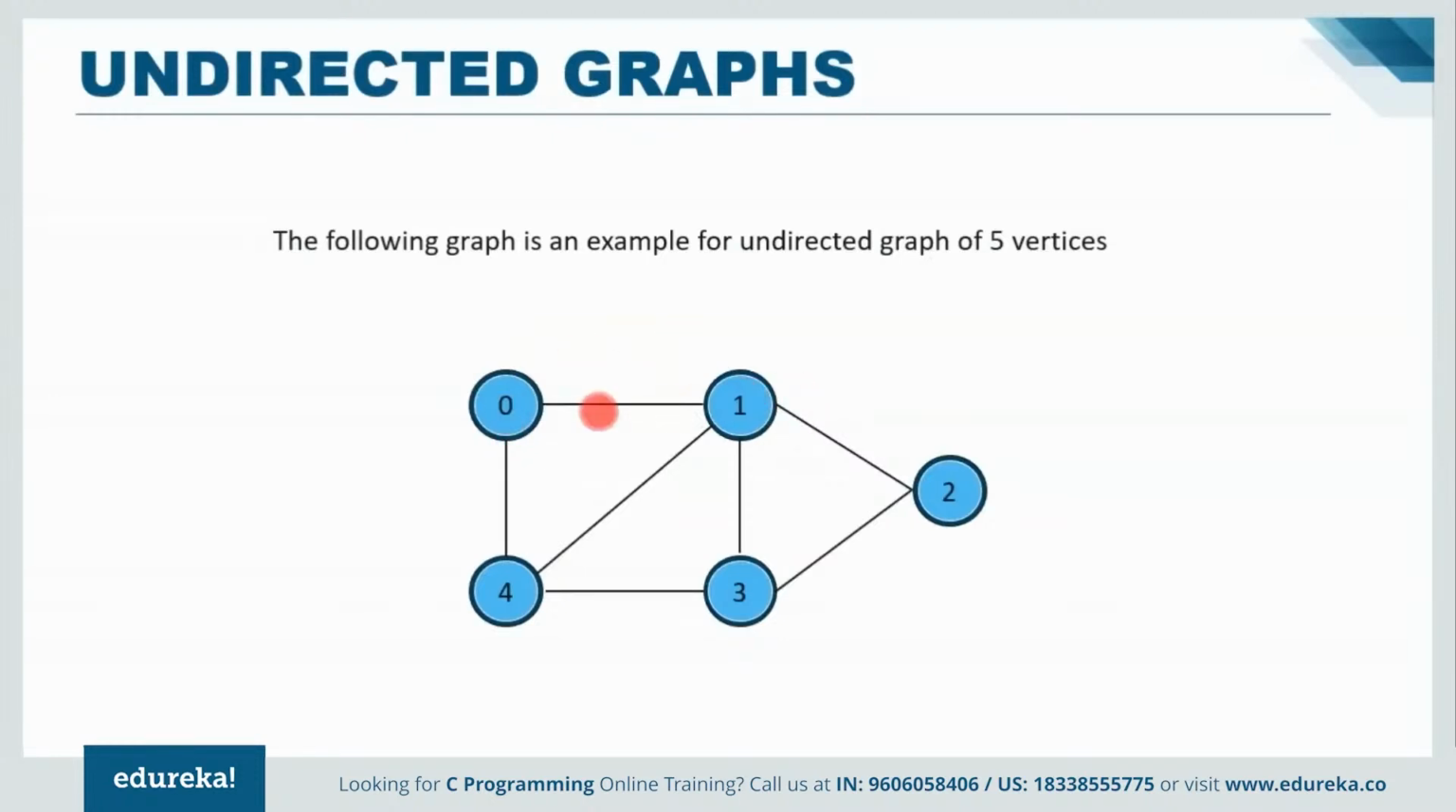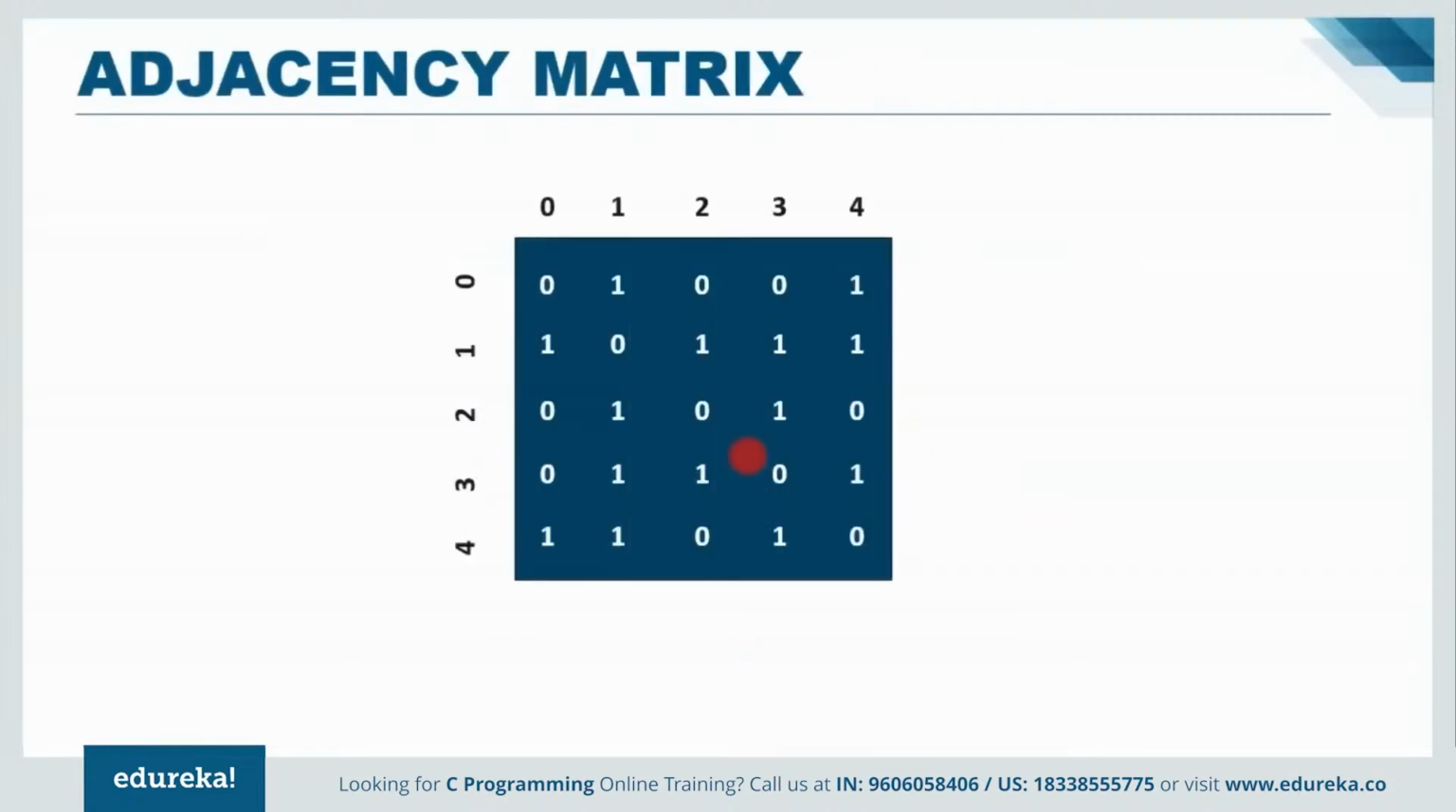0 to 1 we do have an edge, so it should be represented as 1. And 0 to 3 you might think there is an edge, but there is no direct edge, so it is 0. And similarly we don't have a direct connection to 2, so it is also 0. Now let us see the adjacency matrix and understand this in a much better way.